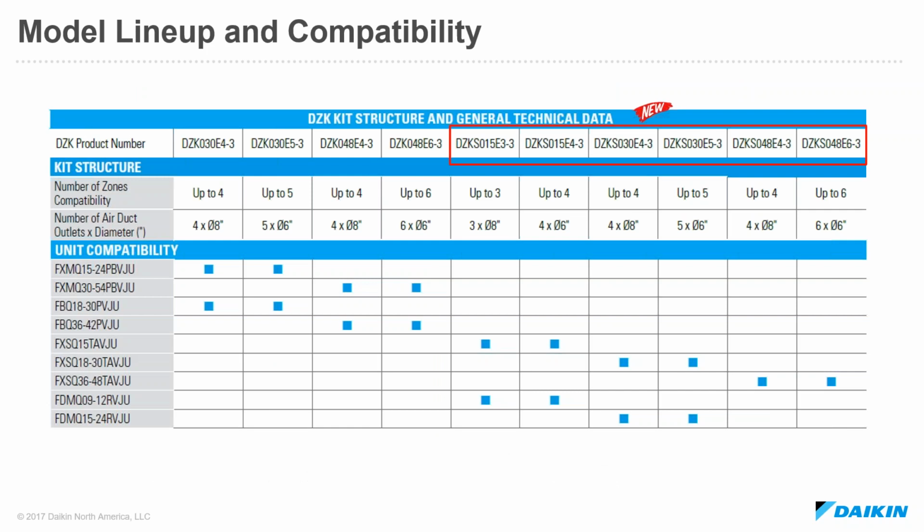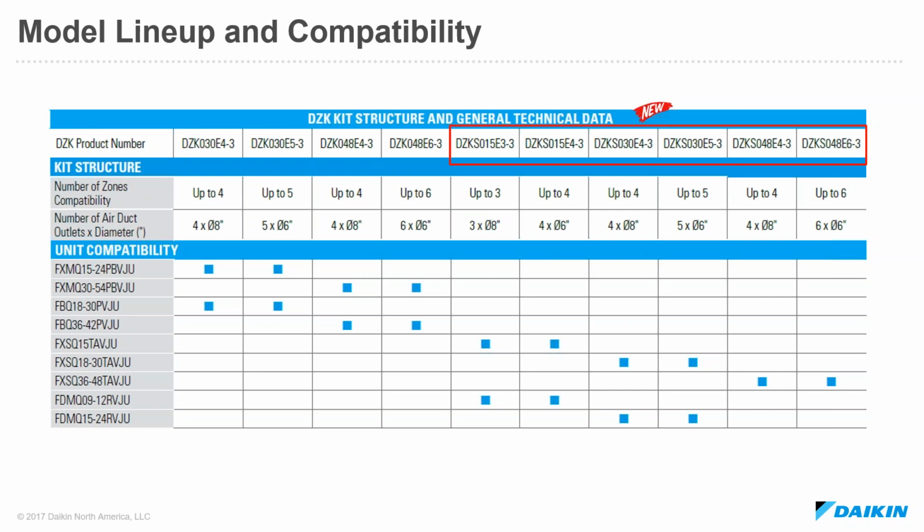From a lineup and compatibility standpoint, I won't go through this table in full detail, but I'll draw your attention to the 6 new models of DZKS that are being introduced into the model lineup. So there are 6 new models: the DZKS 015, the DZKS 030, and the DZKS 048. So they kind of come in pairs. There's 3 different sizes, and they're available.